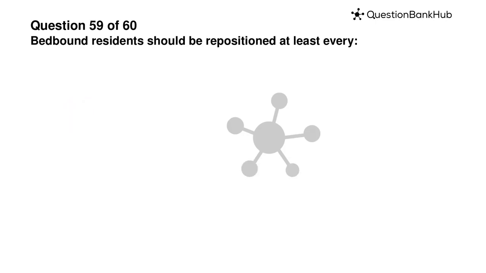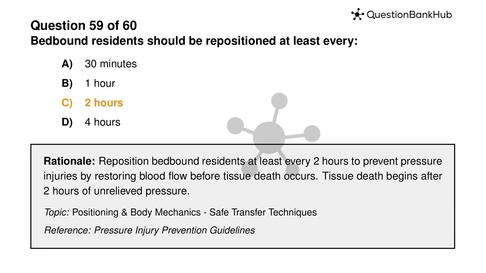Question 59. Bedbound residents should be repositioned at least every: A. 30 minutes. B. 1 hour. C. 2 hours. D. 4 hours. The correct answer is C. 2 hours. Reposition bedbound residents at least every 2 hours to prevent pressure injuries by restoring blood flow before tissue death occurs. Tissue death begins after 2 hours of unrelieved pressure.